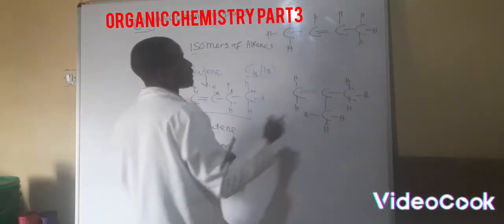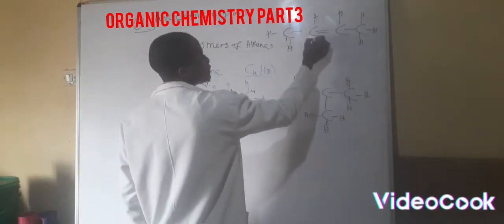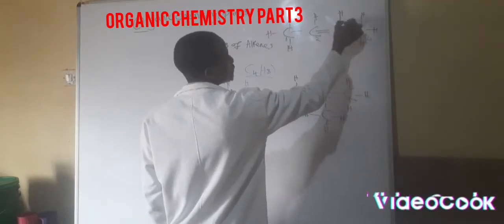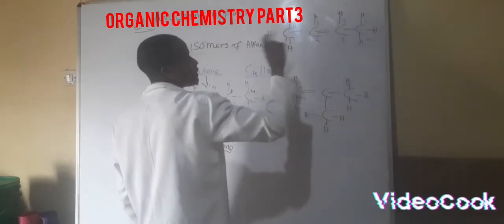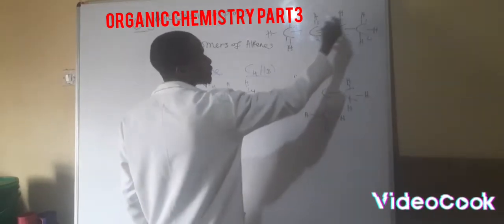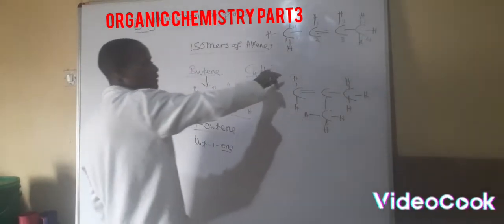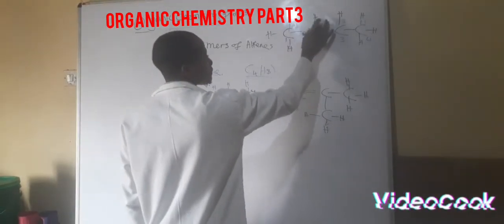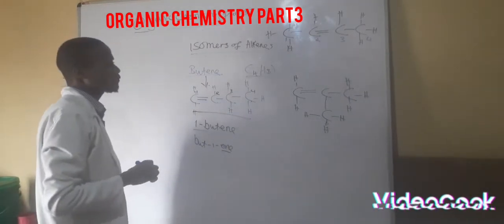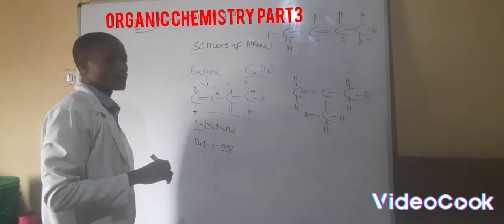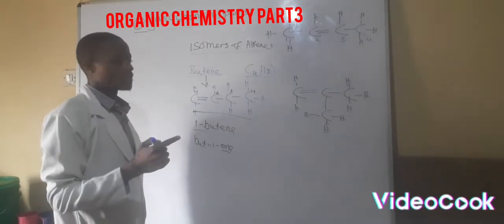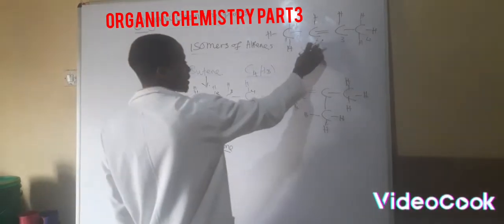Of course, we only have one. So we have 1, 2, 3, 4. Even if you count from this side, 1, 2, 3, 4, the double bond is still at carbon 2. Either I count from this side or from this side, so whichever way you want, choose. What is important is that the double bond is given the smallest number possible. So when you identify the longest continuous chain, you identify the location of the double bond. So the double bond is at carbon 2.